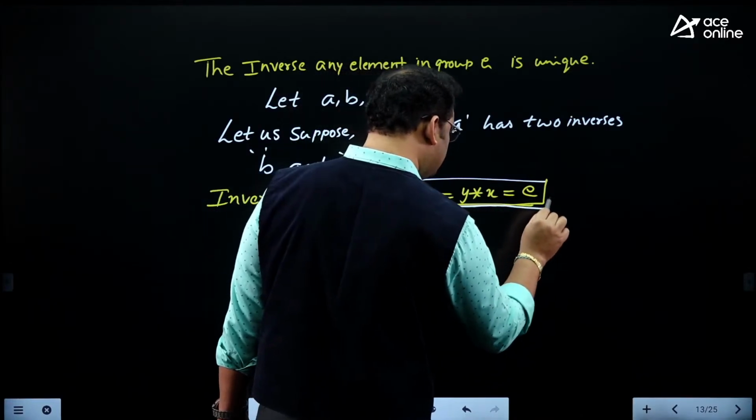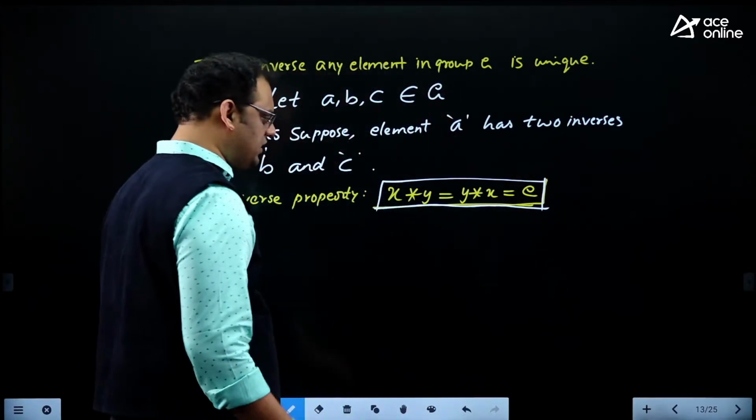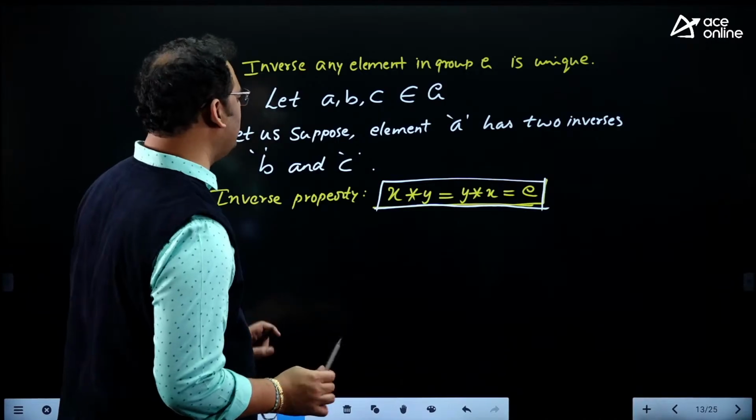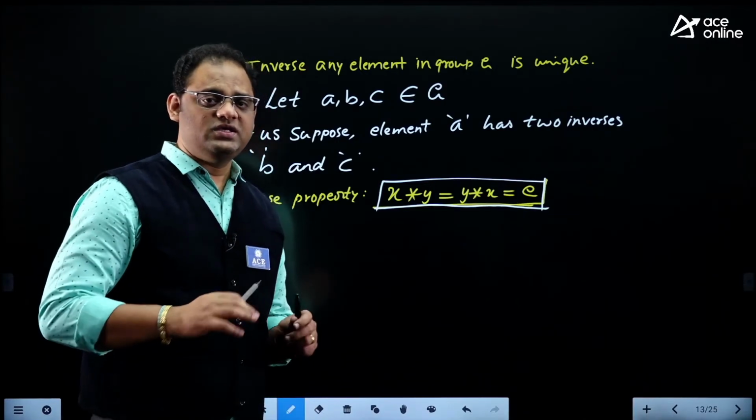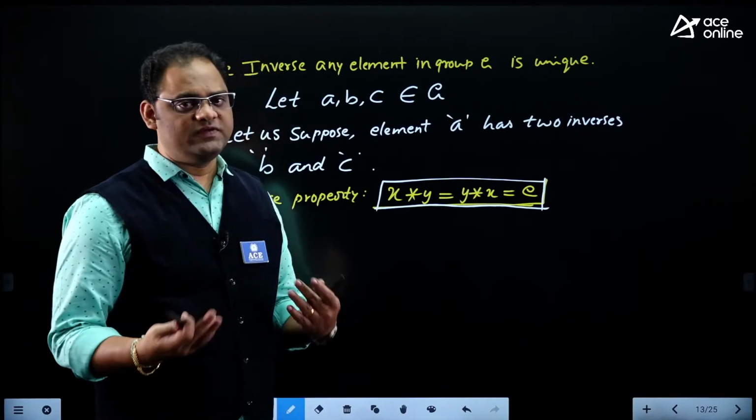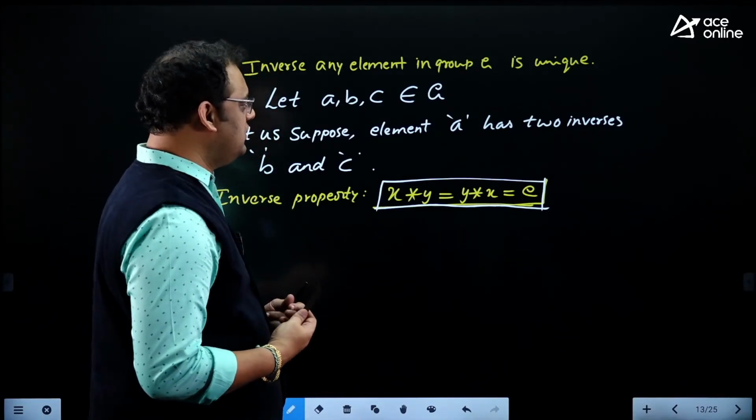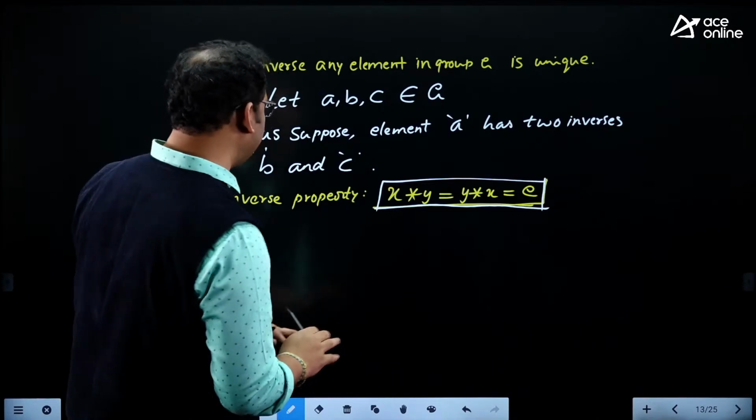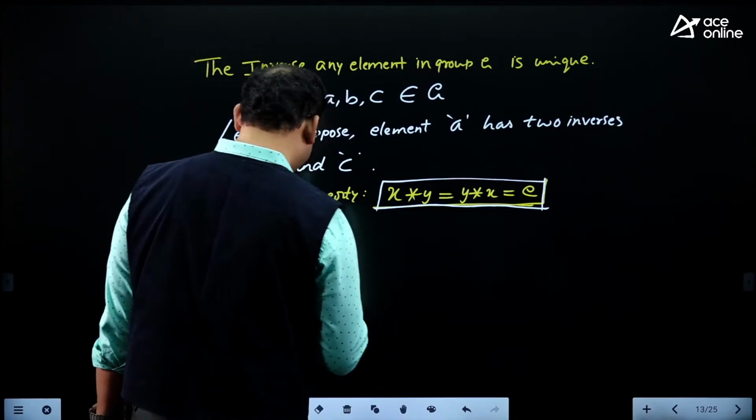X star Y is equal to Y star X is equal to identity. This is the inverse property we have. Now suppose A has two inverses: one inverse is B and another inverse is C. If B is the inverse of A, what should happen?